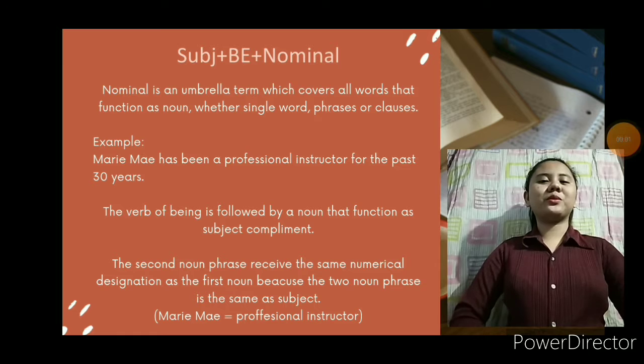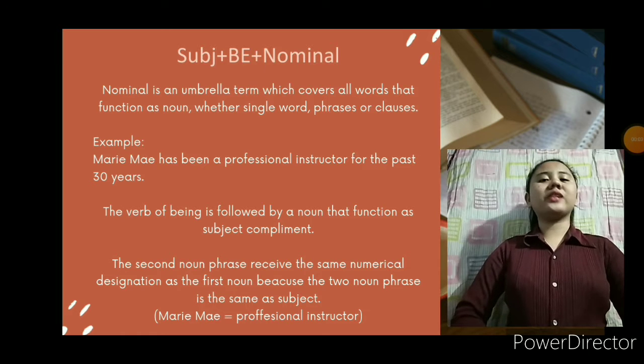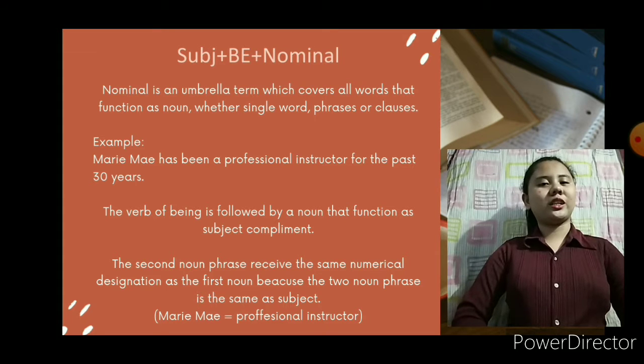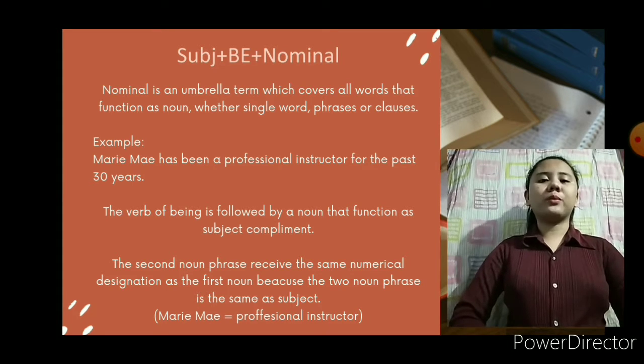Next is subject plus verb of being plus nominal. Nominal is an umbrella term that covers all words that function as a noun, whether single forms, phrases, or clauses. A nominal group of words is widely regarded as synonymous to noun phrase in other grammatical models. For example, Marie-May has been a professional instructor in the past 30 years.